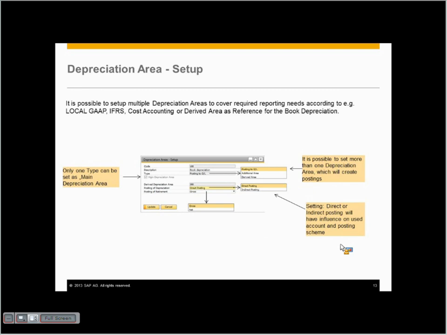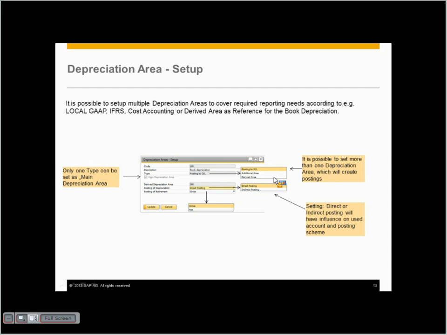Important to mention is that only one area can be the main depreciation area, because in the standard Business One we will have only one bookkeeping area, that will usually be local GAAP, and the main depreciation area should be set in the same way as you have in general set for Business One. And you can do posting to a GL account here. You can have a type as additional area or derived area.